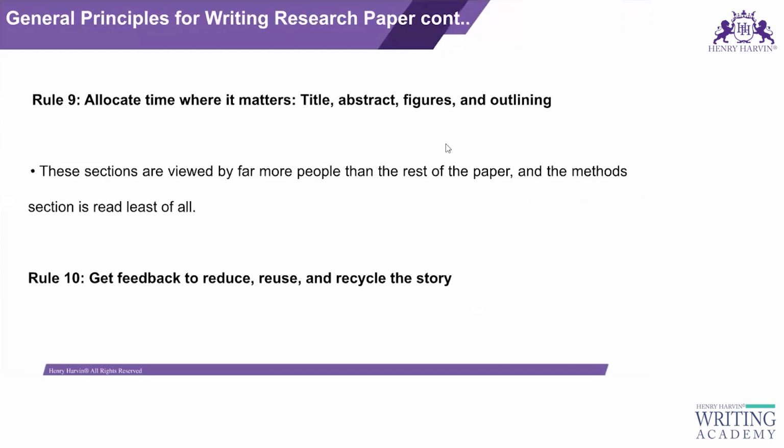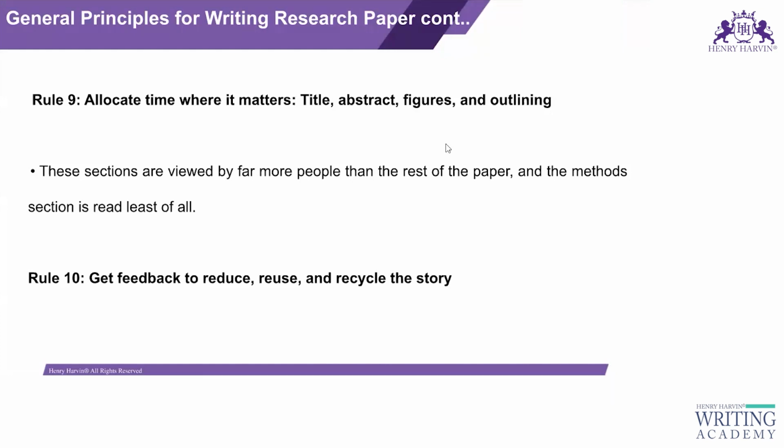Okay, then rule number 9 is allocate time where it matters: title, abstract, figures, and outlining. These sections are viewed by far more people than the rest of the paper, and the method section is read least of all. So whenever a project is provided to you, it always comes with a timeline or deadline, like you have to complete it in 1 week or 2 weeks, or in 1 month.